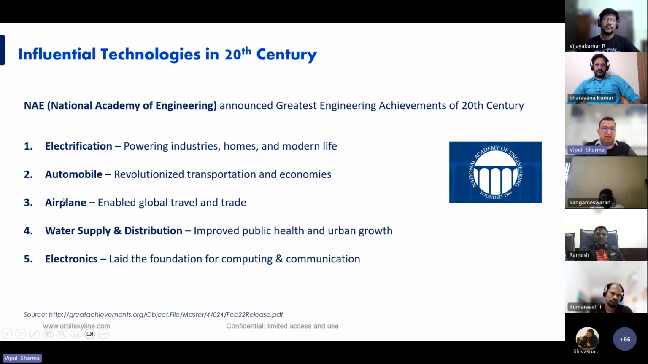Then automobiles, they revolutionized transportation, the way we move from one place to another. So obviously it has to be there as one of the influential technologies. Then airplanes. Automobiles can only allow you to move over a short distance, and also that will take a lot of time. But airplanes revolutionized global trade. You can move from one part of the world to another, and also you can trade things. So that was also important.